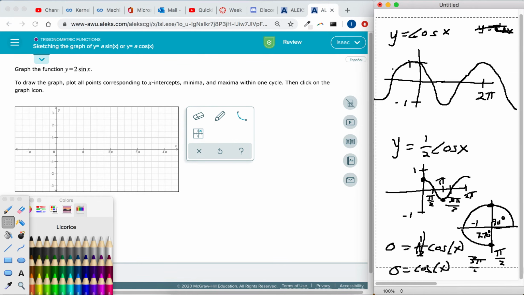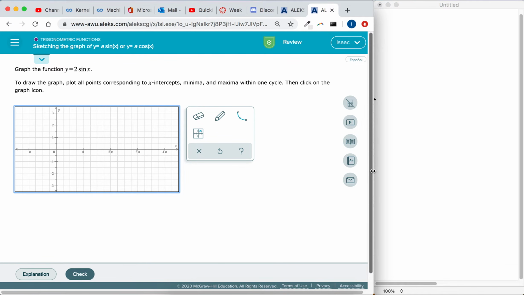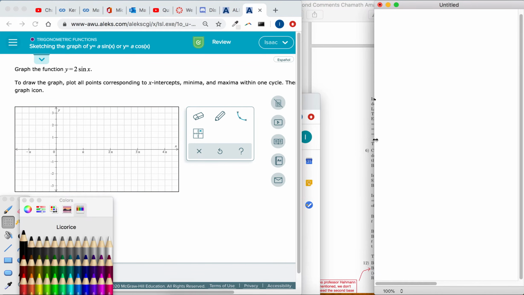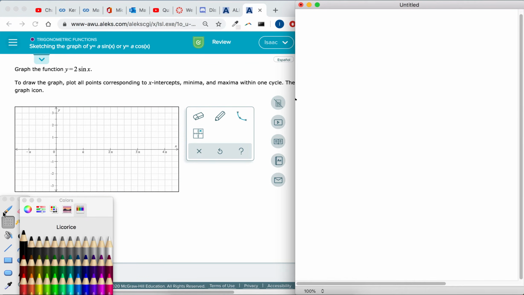Make this window bigger too. Let's pull this over here. Pull this over here. Same type of thing. Now we got 2 sine x.